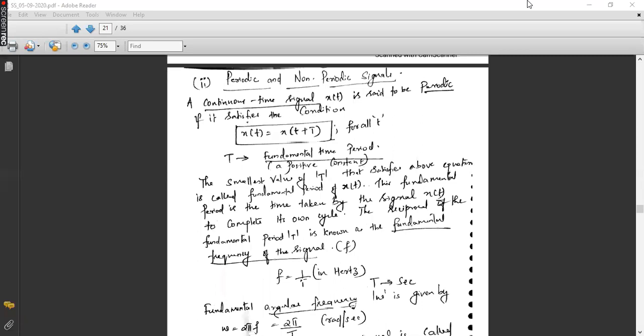Now, suppose t equal to 0. Small letter t I'm talking about. Suppose t equal to 0. What do you mean by x(0)? Anybody?